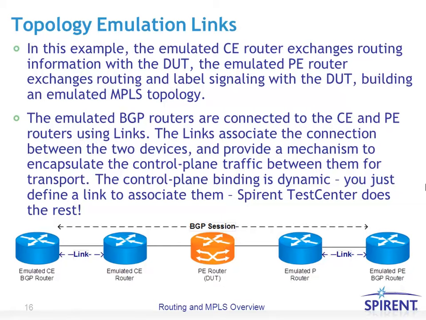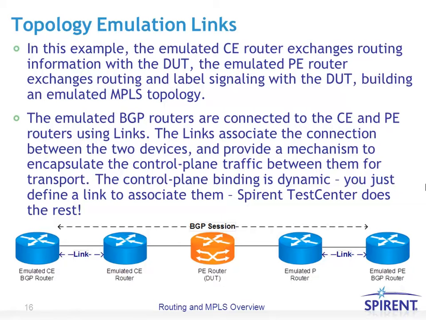So these emulated routers behind emulated routers, sometimes we refer to them as device behind device. Whenever you have that situation, we refer to the connections between them as links. And links can be created as layer 2 links, where all the traffic and emulation picks up even the layer 2 attributes, such as VLAN IDs and stuff, or layer 3 links, where it picks up the emulated layer 3 emulation. In this example, the emulated CE router exchanges routing information with the DUT, and the emulated PE router exchanges routing and label signaling with the DUT, building an emulated MPLS topology.